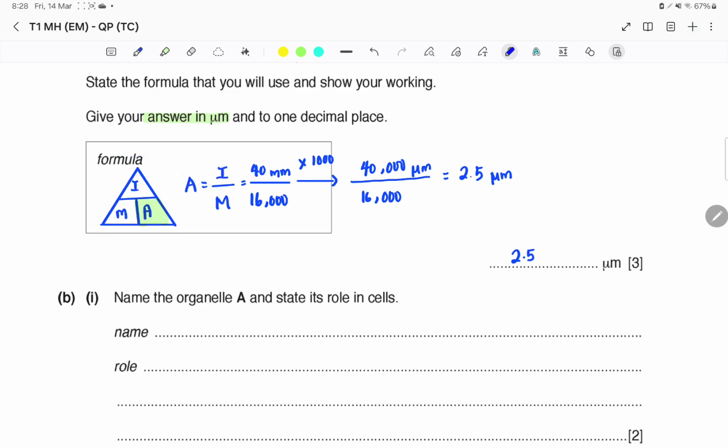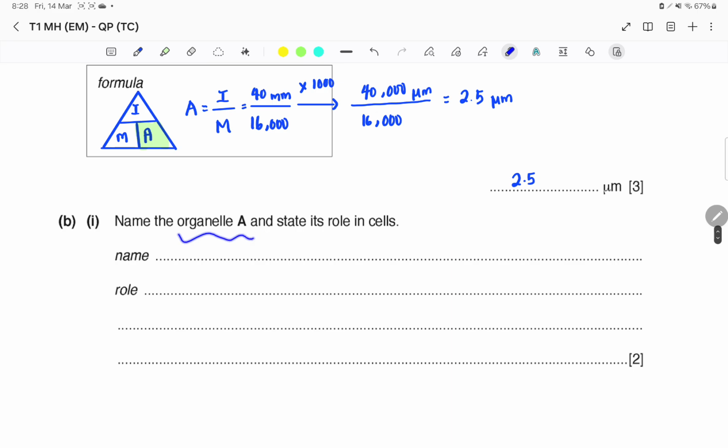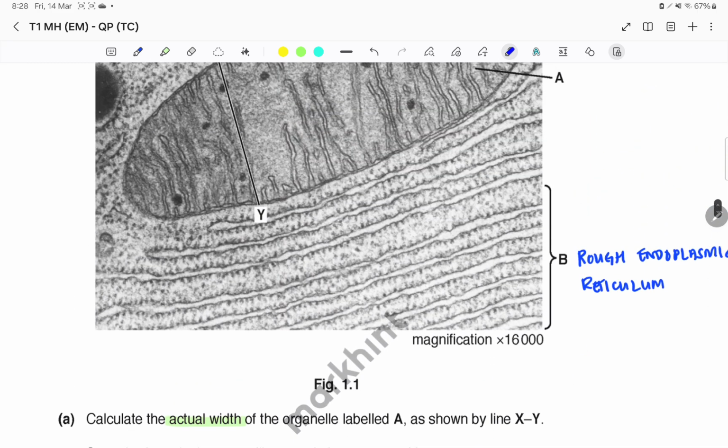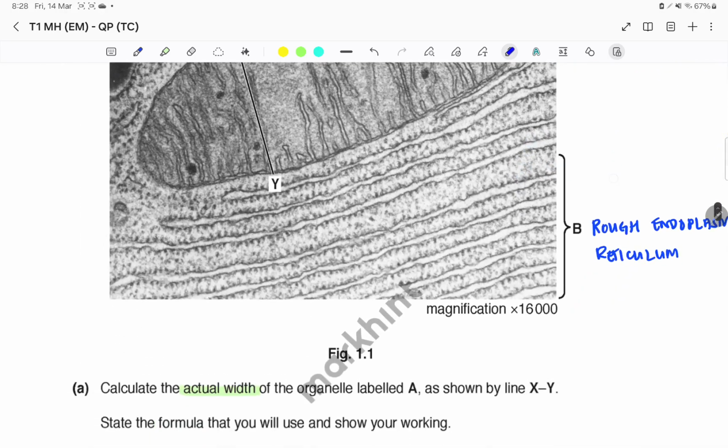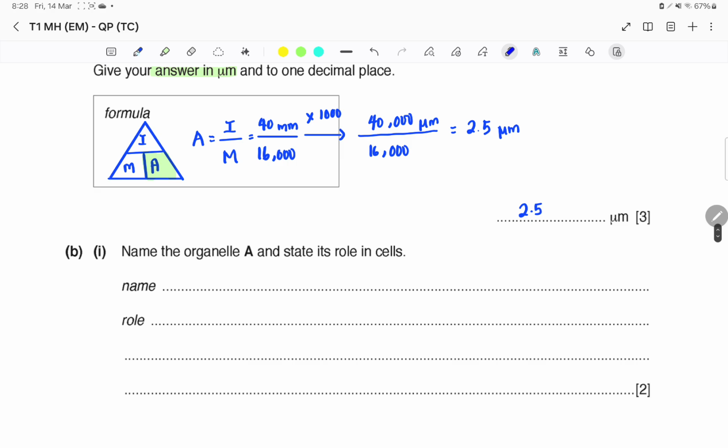Next it says, name the organelle A and state its role in the cell. We've mentioned already that A is the mitochondria. I do suggest that you write this answer as well: it's a mitochondria, but because it's one organelle, technically it should be named a mitochondrion. This is for singular. If it's plural, it will be mitochondria, if you have more than one.